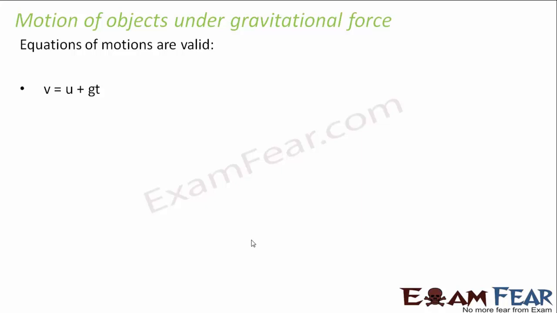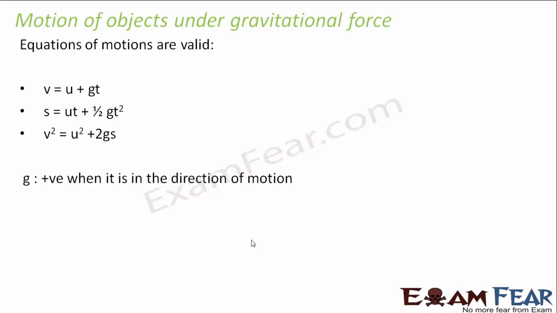So the first equation was v = u + at. So a was the acceleration, which is replaced by g. The second expression was s = ut + (1/2)at². So a is again replaced by g. The third equation was v² = u² + 2as. So there also a is replaced by g. The other terms have their own values: u is my initial velocity, v is the final velocity, t is the time taken, and s is the displacement. Right? So we will still use the same kind of equations.